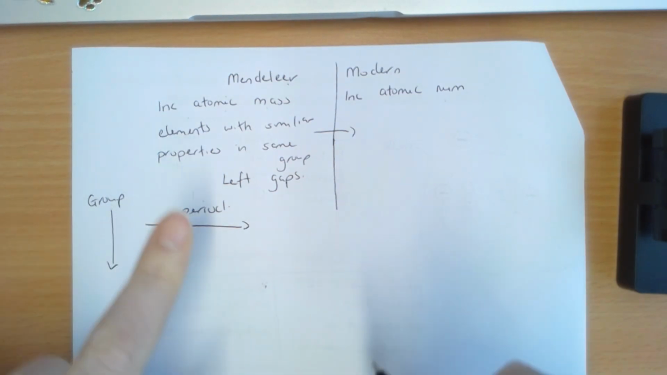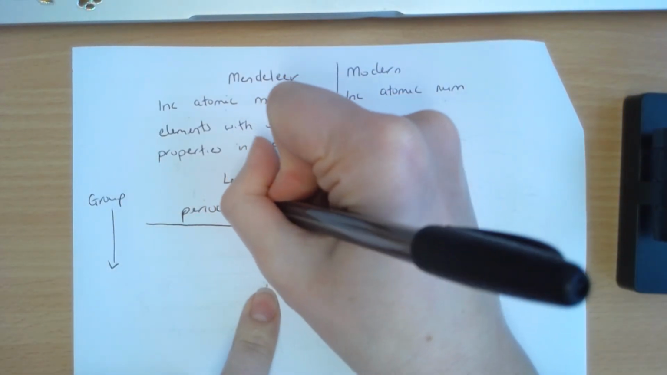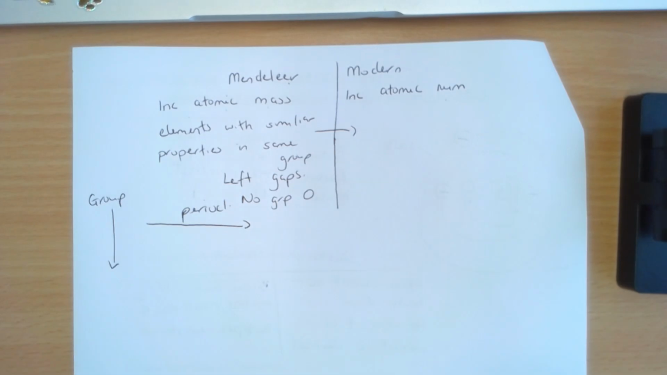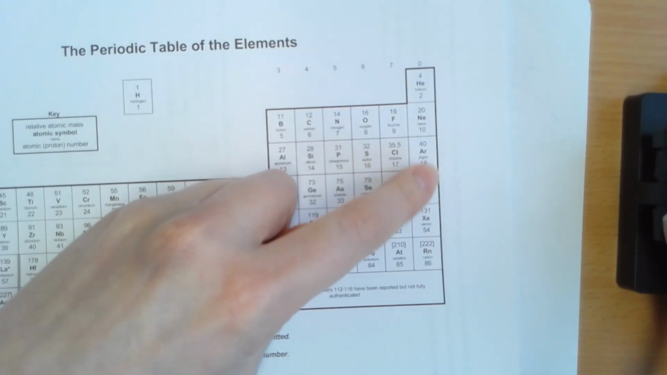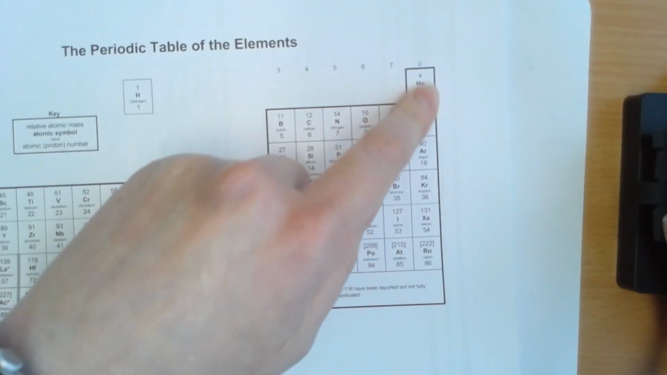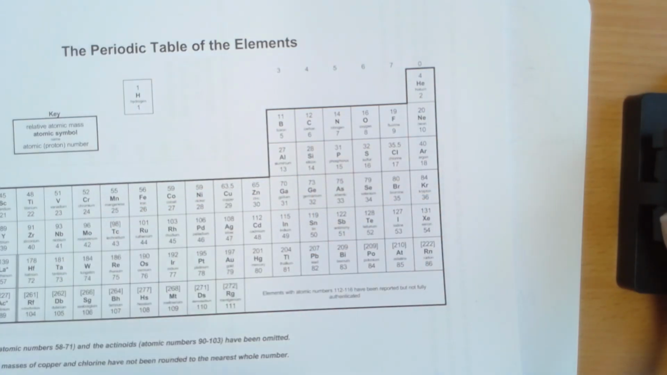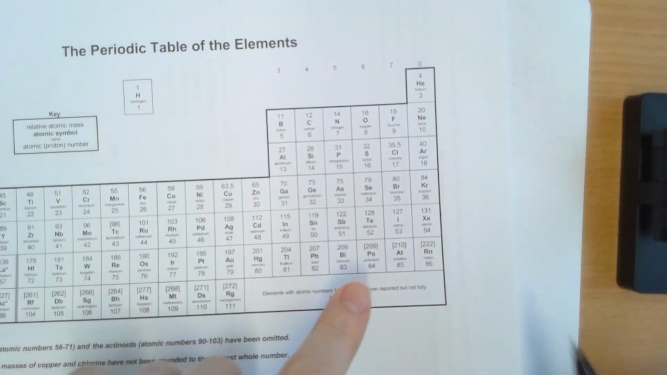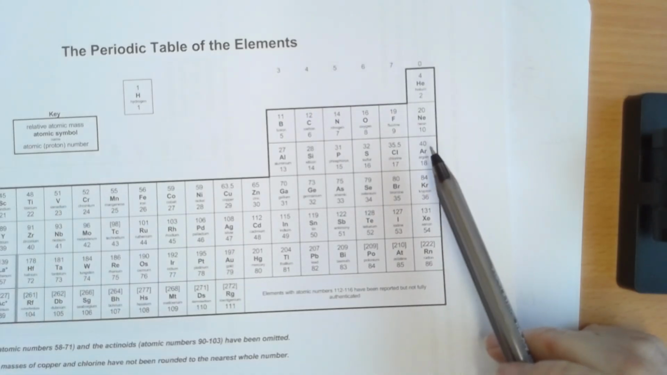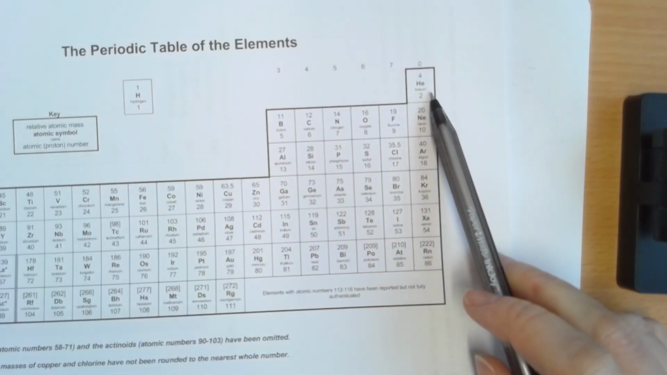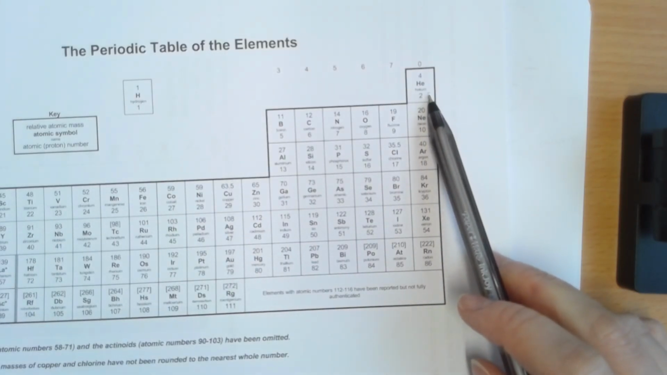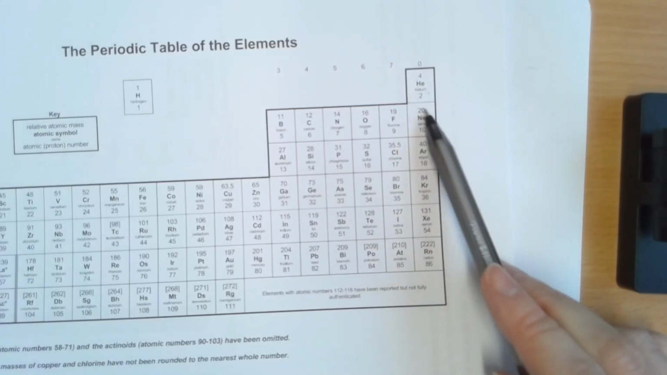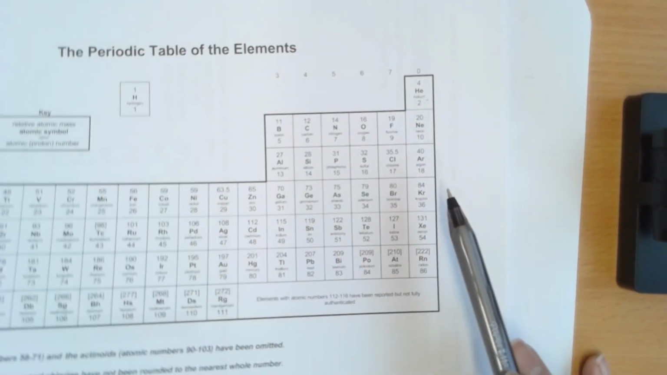The other thing to note is that there were no group 0 elements in Mendeleev's table. So if we look at the periodic table today, in group 0 I've got helium, neon, argon, krypton. These elements are called the noble gases, and Mendeleev did not include any of them in his periodic table. The reason is they hadn't been discovered. If you remember, these guys are really unreactive. We say they're inert. And because they're unreactive, they were harder to detect. So back in Mendeleev's day, none of these elements had been discovered, so all of group 0 is missing from his original periodic table.